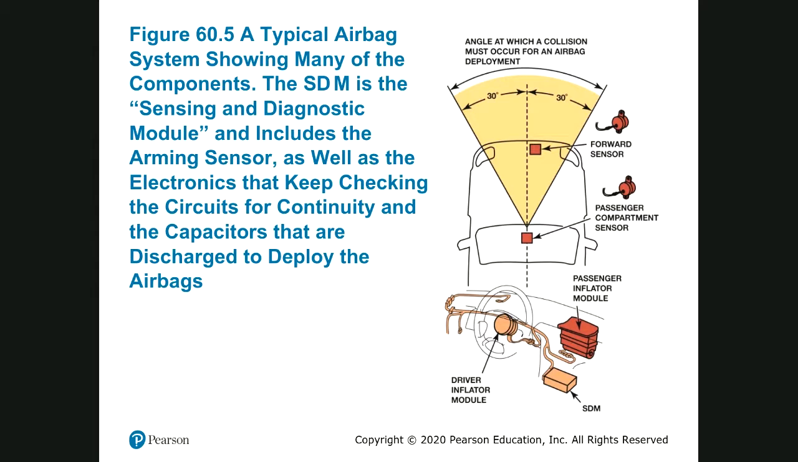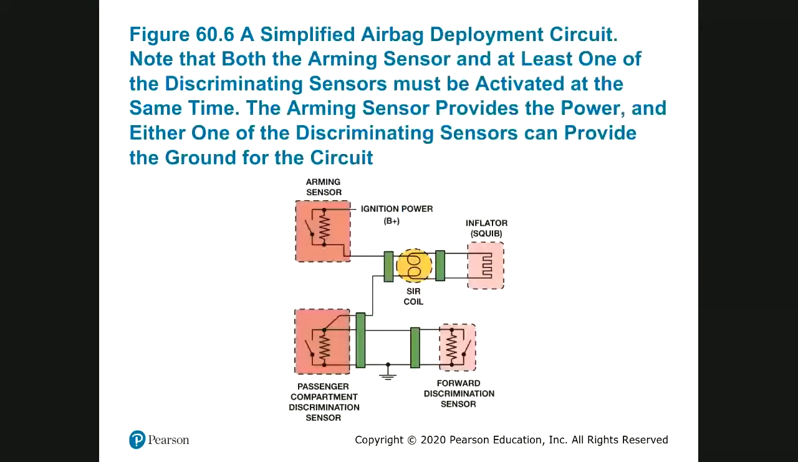All right, right here you're going to see your arming and your safing sensor. So here's a simplified airbag deployment circuit. You can note that both the arming sensor and at least one of the discriminating sensors must be activated at the same time. The arming sensor provides power, and either of the discriminating sensors can provide ground for the circuit. You have your squib right there. So you can have your power side. You can see ignition power here from your arming sensor.